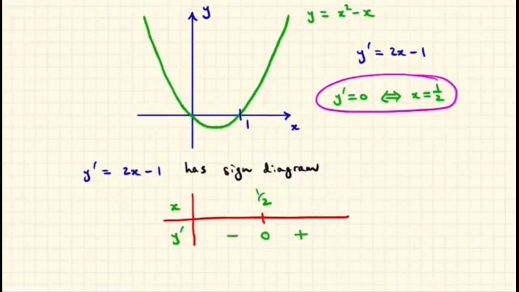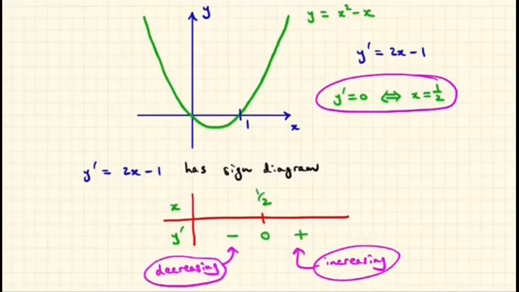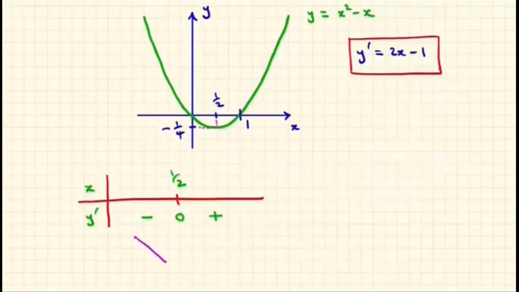The signs tell us that the curve is increasing for x greater than a half, and decreasing for x less than a half. Both of these match exactly what we see on the curve. This also confirms that the point with coordinates half and negative a quarter is the lowest point on the parabola. We can informally draw a small line sloping downwards beneath any minus sign to indicate decreasing, and informally a line sloping upwards beneath any plus sign to indicate increasing.